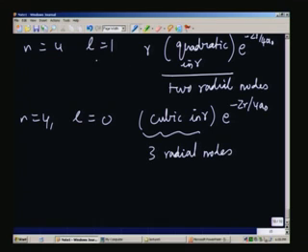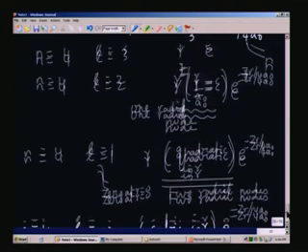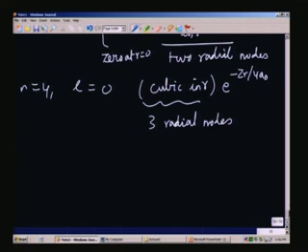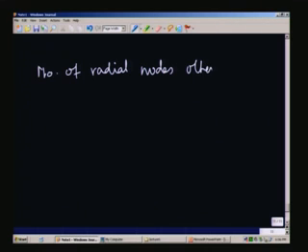This function is 0 at r equal to 0. This is not. L equal to 2 is 0 at r equal to 0. L equal to 3 is also 0 at r equal to 0, and of course all of these go to 0 at r equal to infinity. So you have the number of radial nodes which you can immediately see for these functions, the number of radial nodes other than 0, if it is applicable.